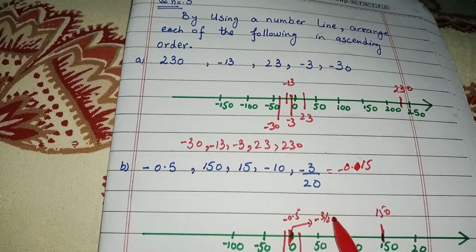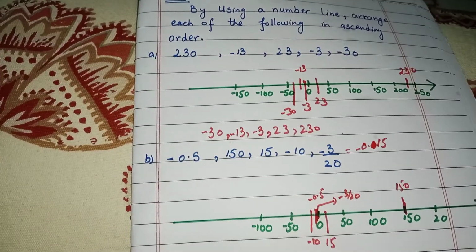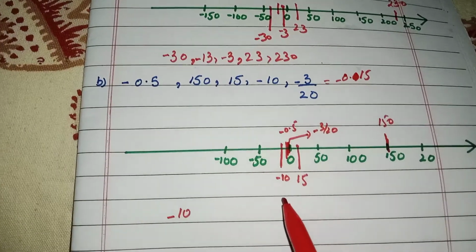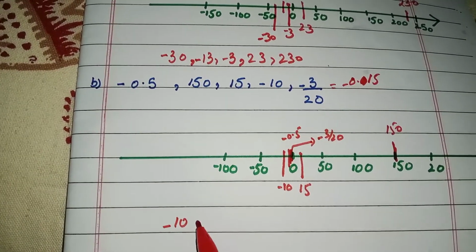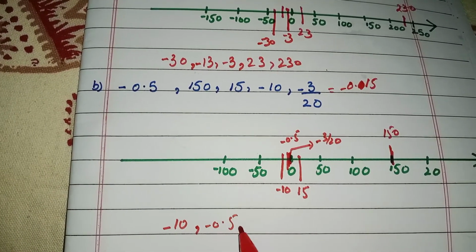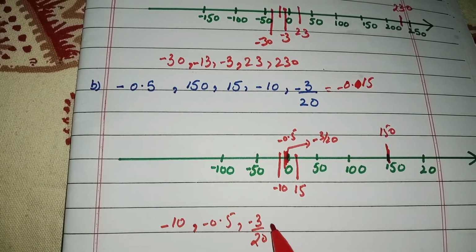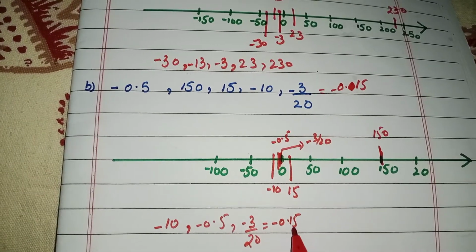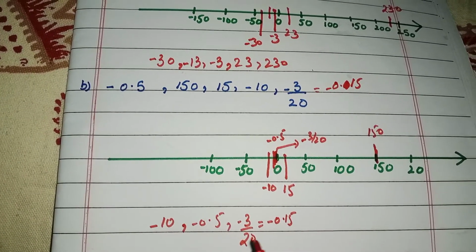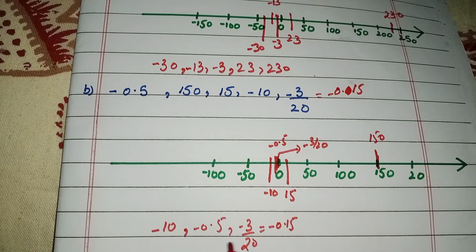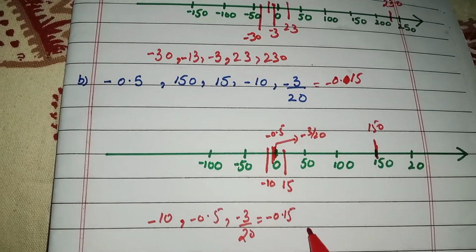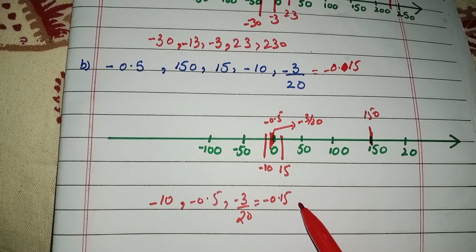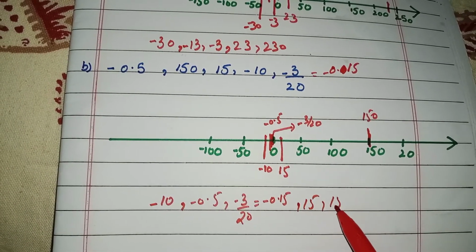Minus 3 by 20. Now I write in ascending order. Every negative number has less value, so minus 10 is the least value, then minus 0.5, then minus 3 by 20. It has value minus 0.15 and minus 0.15 is greater than minus 0.5 because value increases on the right side. And 15 and then 150.